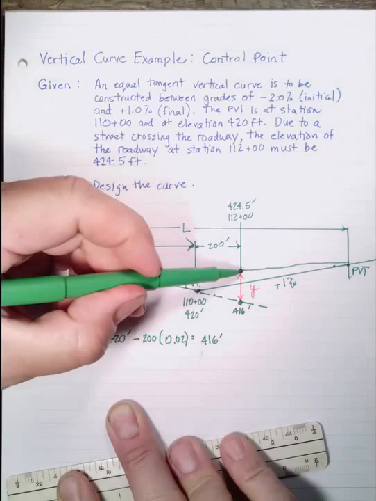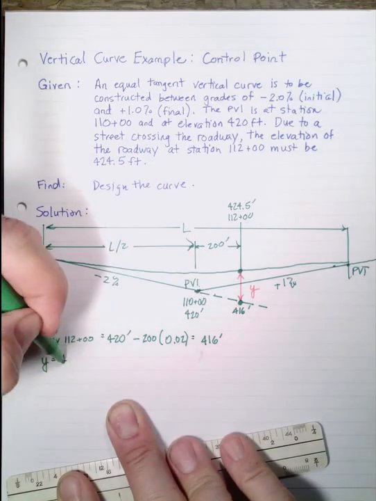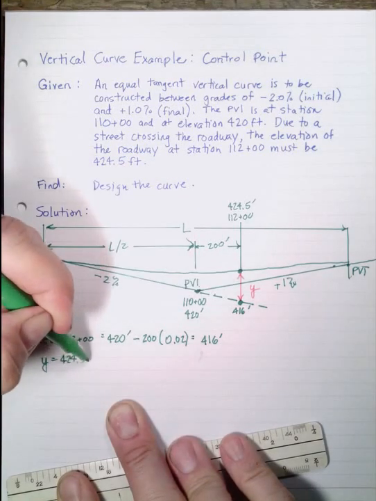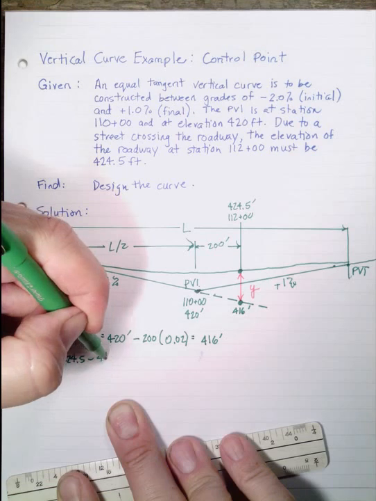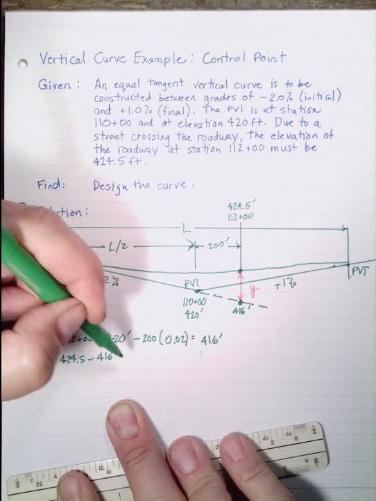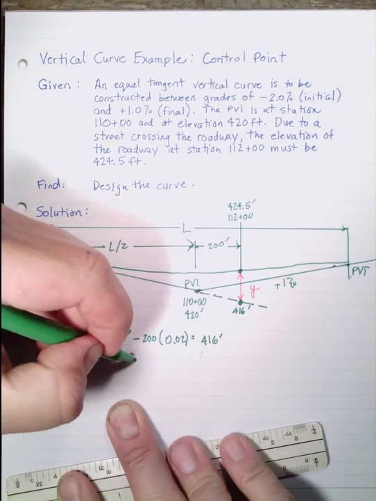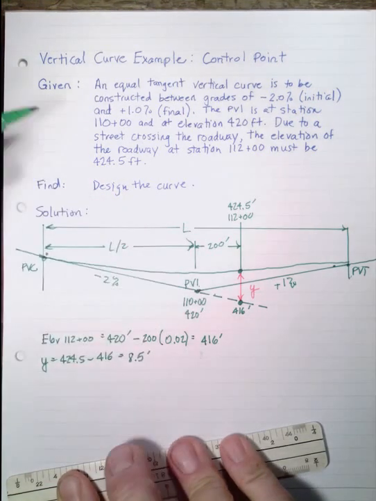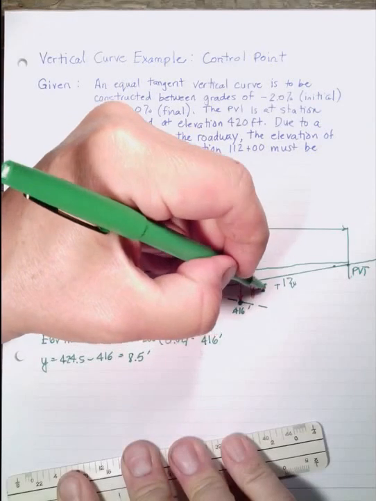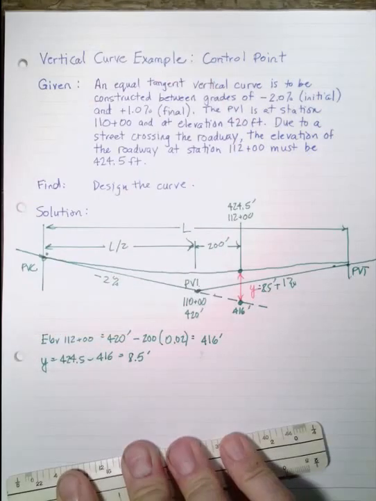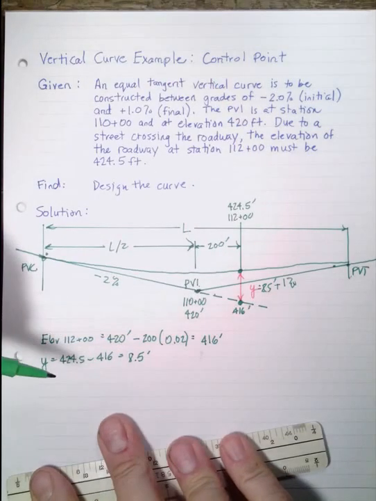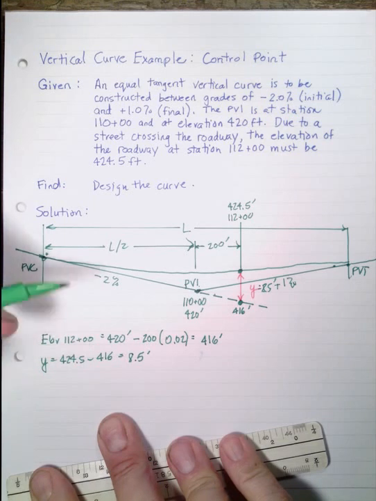So now conveniently, we can calculate the value of y. That's just the elevation of the road crossing, 424.5 minus 416. So that should be 8.5 feet. So label that. So this is going to be the information that we're going to use to solve for L.